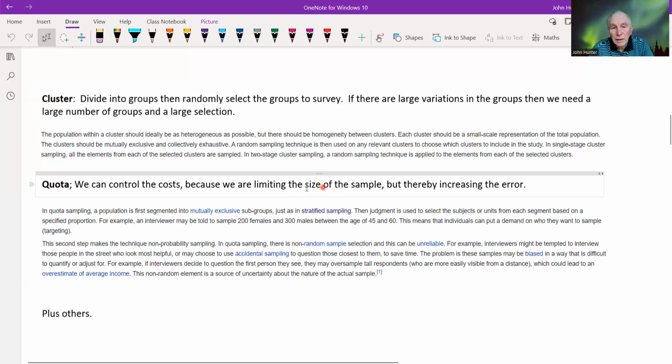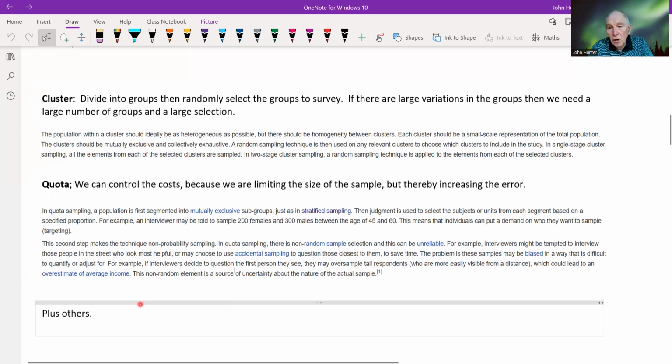But of course, we're limiting the size of the sample, and therefore we're increasing the error. So it's just another example of, yeah, we can reduce costs, but at the expense of the accuracy of our estimates. So again, you can read through this at your leisure.